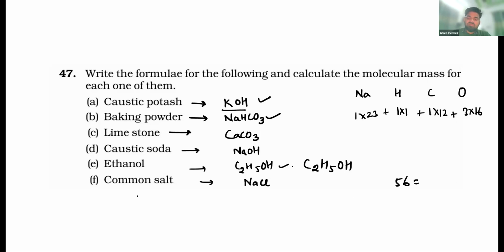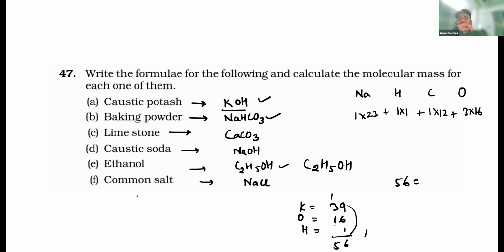48? Why? Potassium is going to have 39, one oxygen atom is going to have 16, and one hydrogen atom is going to have 1. You add all this: 9 and 1, 10, and 10 and 6, 16, 1 carry. Then 3 and 1, 4, and 5, 56.